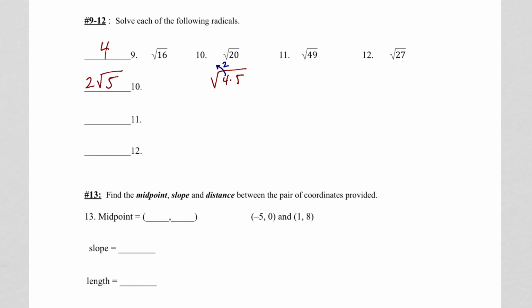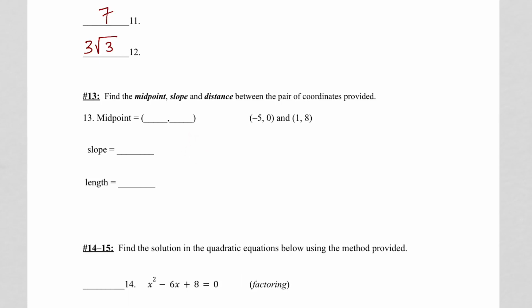Number 11, the square root of 49 is simply 7. Number 12, 27 is not a perfect square, so we can rewrite 27 as 9 times 3 because 9 is a perfect square. And you take the 9 out of the square root by square rooting it, and you get a 3. So you're left with 3 on the outside and root 3 on the inside.